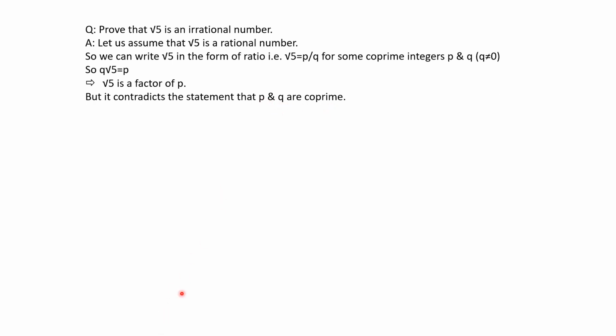So our assumption is wrong. Hence, root 5 is an irrational number. It's proved.